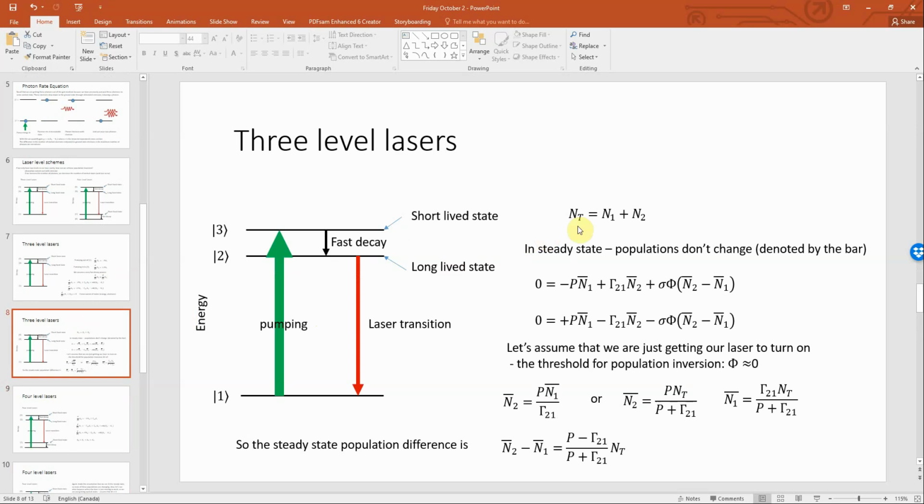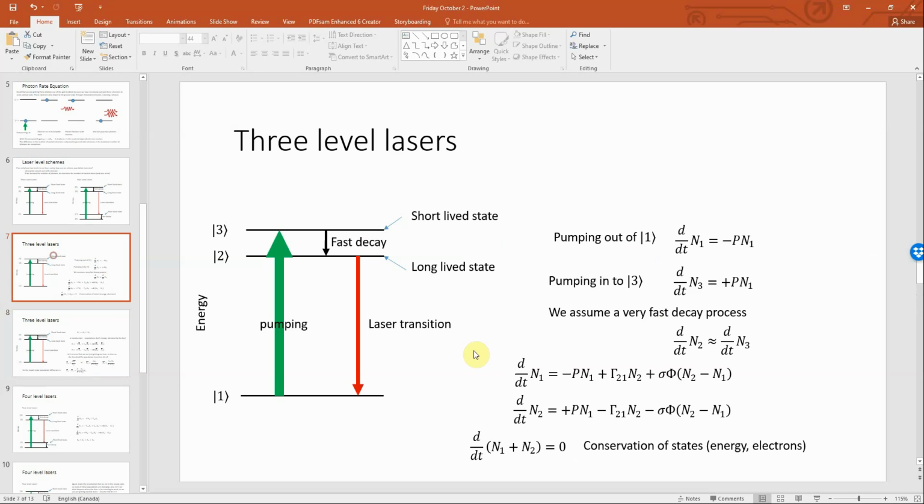As I said, the total number of states is approximately going to be n1 plus n2. What we want to think about is what happens when we reach steady state, which means what happens when this laser is actually on and running. You have your laser pointer, you've pushed the button, and say 1 second after you've pushed the button, this looks like a constant intensity laser. What are the equations then?